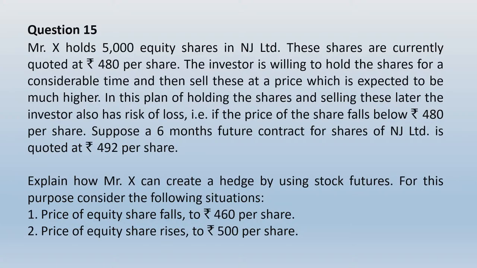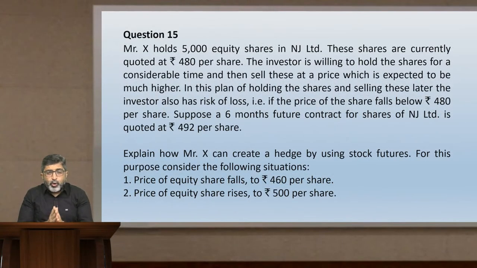So when you are dealing with a scenario like this, how should you approach, how should you analyze and plan your hedge? First thing, look at what the investor is holding. Investor is holding a particular share and the investor is having risk of the price decline. That means the investor has a long position in the stock. Now immediately look at whether the futures contract for the same stock is available or not. This line, if we read, suppose a 6-month futures contract for shares of NJ Limited is quoted at 492 per share. Is quoted at 492 per share means the derivative market has offered the stock futures. That means a futures contract for the same stock is available. So we are into the first possibility. Here you will be using stock futures to hedge your position.